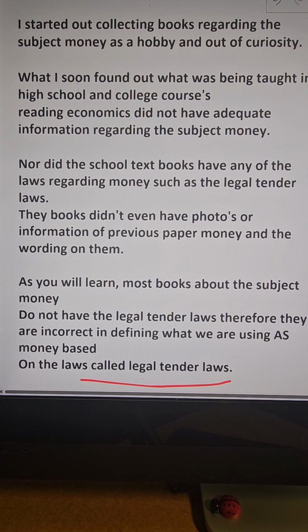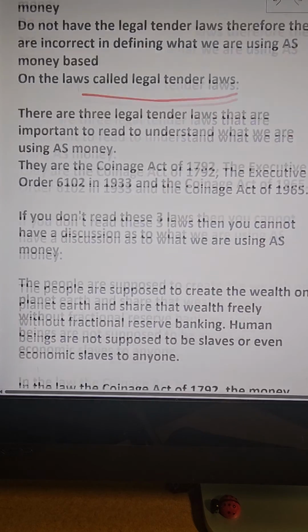As you will learn, most of the books about the subject money do not have the legal tender laws, therefore they are incorrect in defining what we're using as money. Think about that. What are we using as money? I've asked over 500 people, what are the laws regarding money? They have no idea. So let's see, I'm going to show you the 3 legal tender laws.